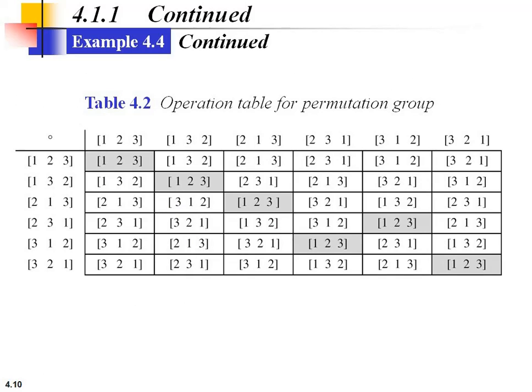In this manner, the permutation group is defined. This is one example of a permutation group defined over a set of elements. This group has been defined over the set of elements 1, 2 and 3. Since there are 3 elements, the possible number of permutations is 3 factorial, that is 6 different permutations, which are shown in this table. As you can see, the identity element is 1, 2, 3, and this permutation is the identity element.